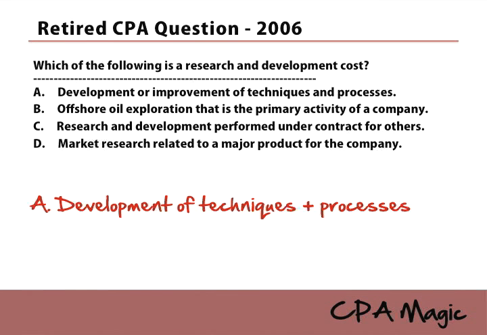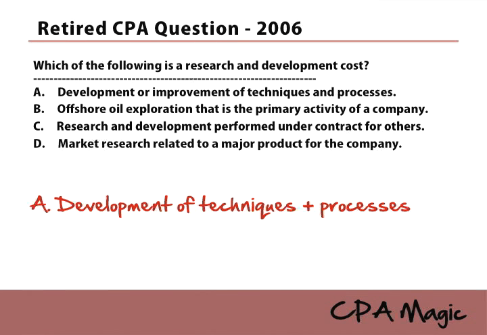But let's take a look at the other choices just so we know what we're talking about. Offshore oil exploration, that is the primary activity of a company. Now, if a company is exploring for oil and they find some, the exploration costs are going to be capitalized as part of that natural resource. If they don't find any, it's just going to be expensed as an operating cost because it's the primary activity of the company.